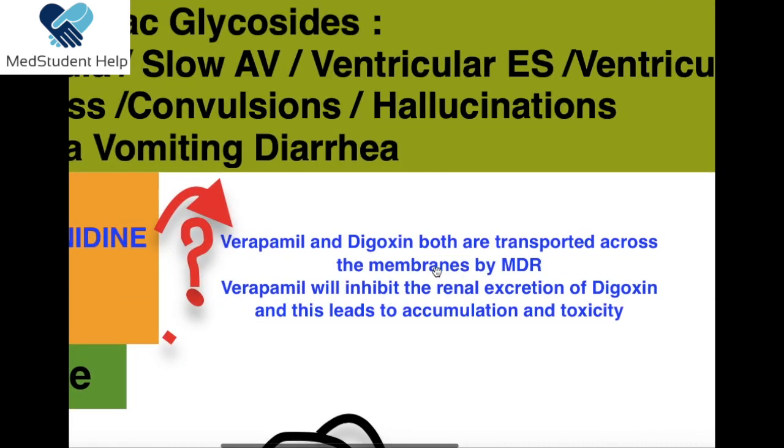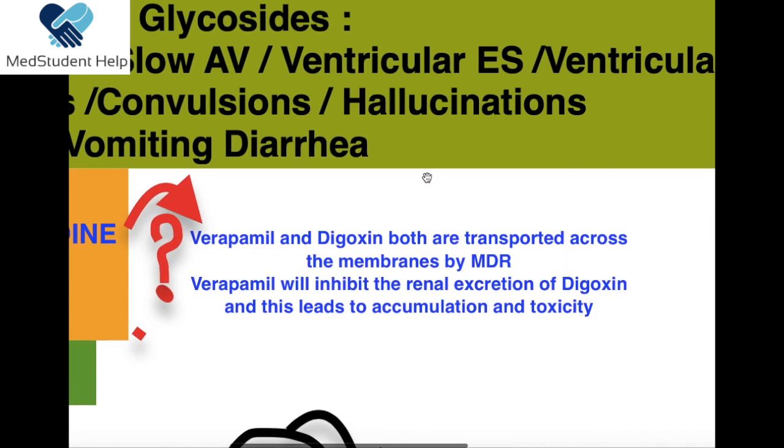Now, verapamil and digoxin are both transported across the cell membranes by a transporter called MDR, the multi-drug resistant transporter. This transporter is present in the kidney, and it is responsible for the elimination of digoxin and verapamil. If you give these two drugs together to the patient, there is going to be a huge competition between these drugs on the MDR, and the verapamil is going to win this competition.